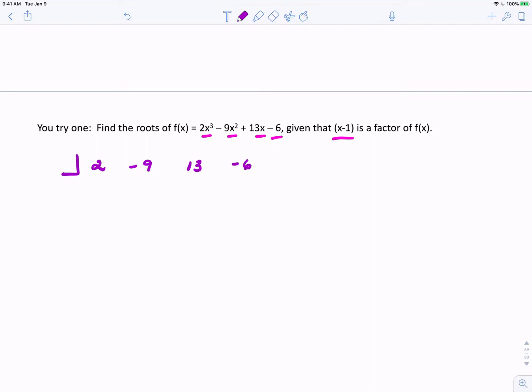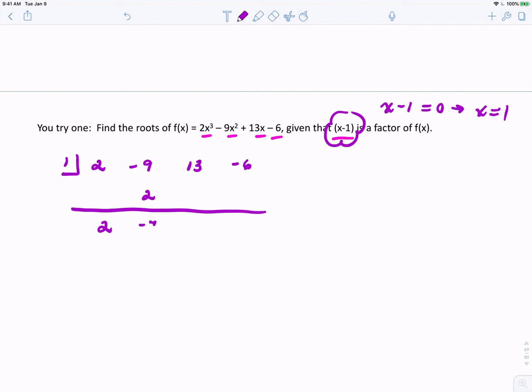We would write down the root of this. So the root of that is 1. And now we're all set to go, bringing down the 2 and continuing on. Okay, so let's just go over how you got your answer and to check. So multiply, add, multiply, add, multiply, add.